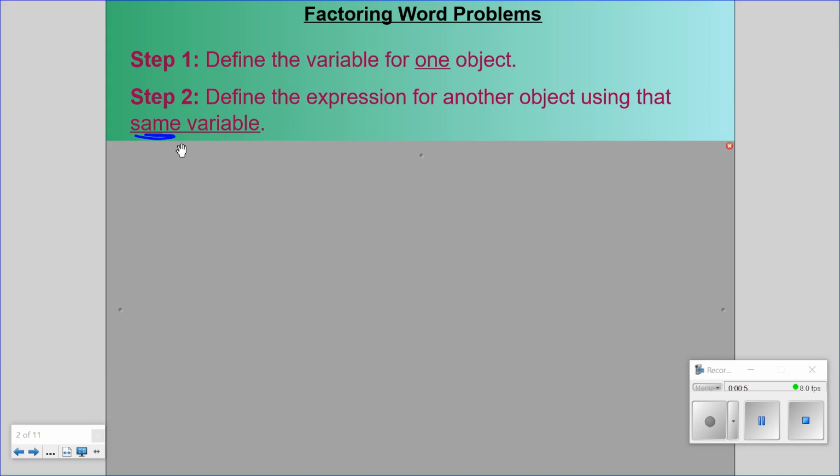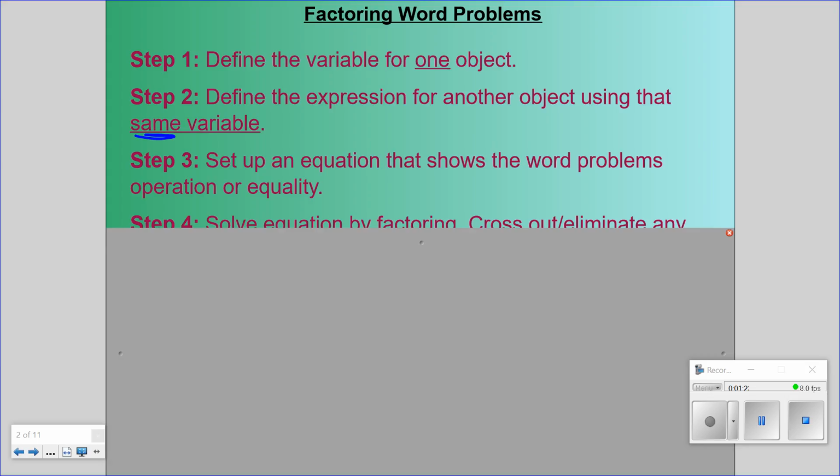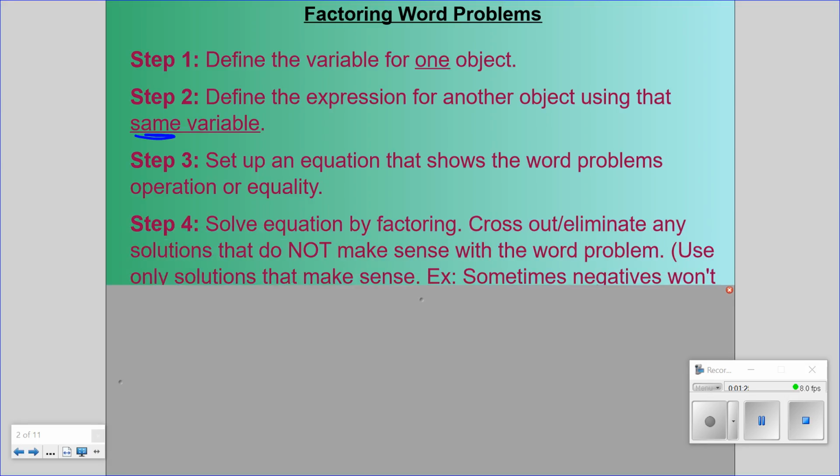So we've done this before this year. For example, if I used L for length of a rectangle, then for width I might write the expression for width using L. So I'm still using L the whole way through. Once we've done that, we're going to set up an equation that shows the word problem's operation or equality. So this means we're not starting to solve anything. We're really just doing a translation of what the word problem's telling us, which will help us solve for the missing pieces.